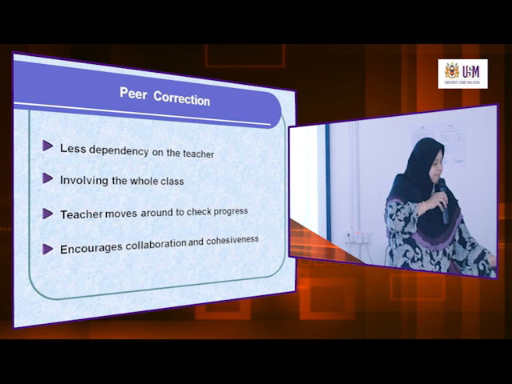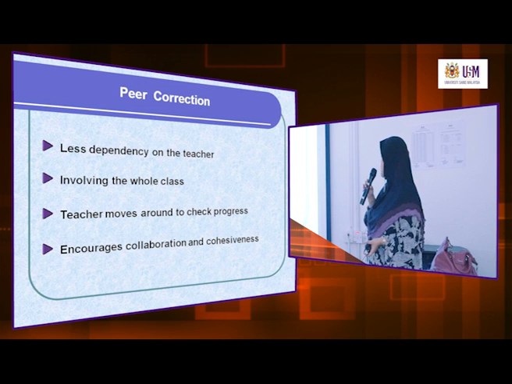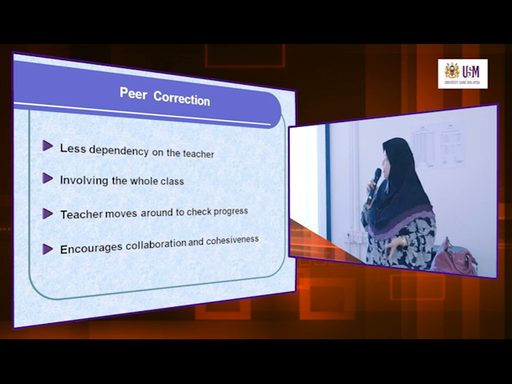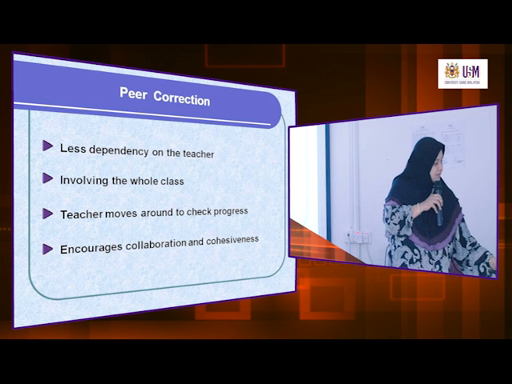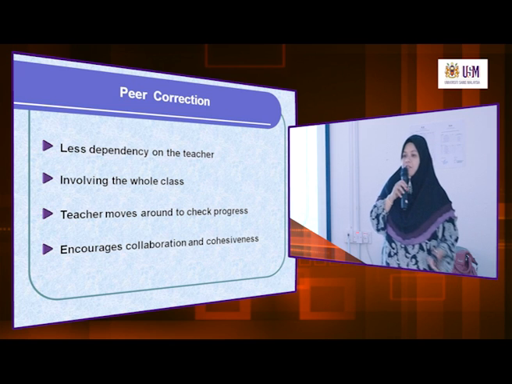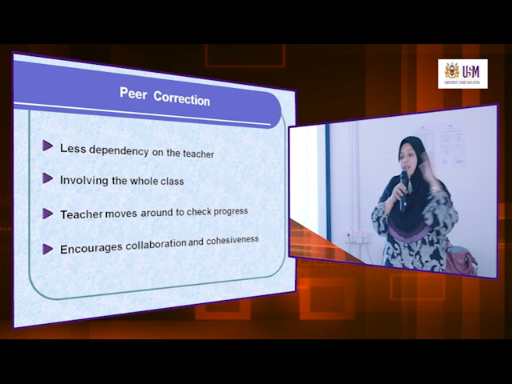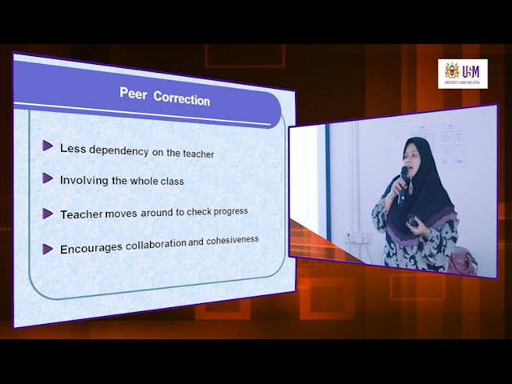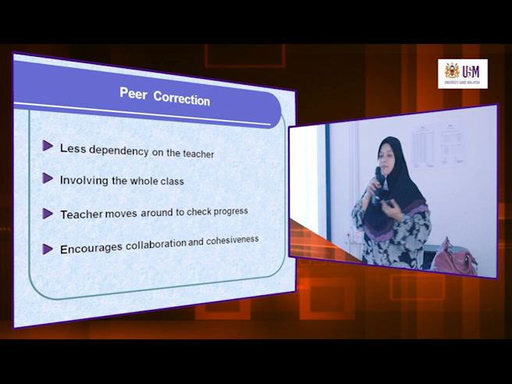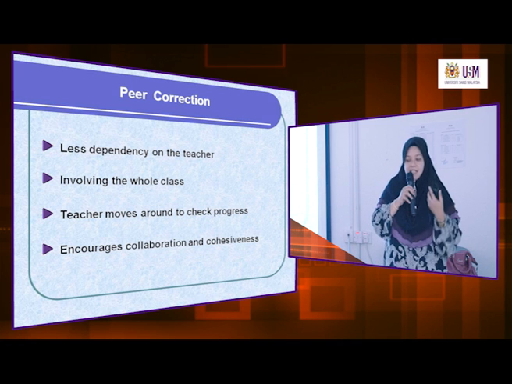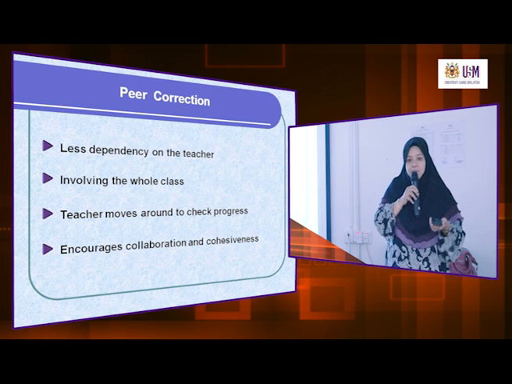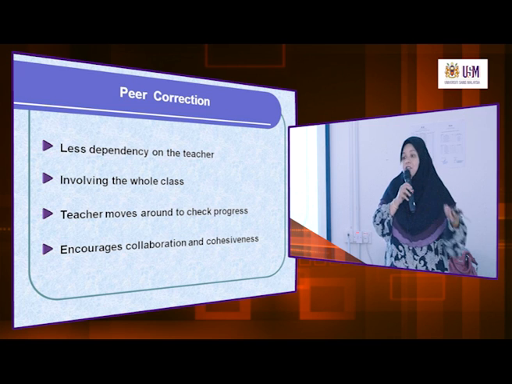Peer correction. This is because if you use peer correction, then there will be less dependency on the teacher. It will involve the whole class. Usually when you do peer correction, you do it with the whole class. You don't do it individually, or sometimes in pairs. But as I said just now, in pairs, it may be another thing. When you have one pair with a dominating person, it's better to do it in groups.